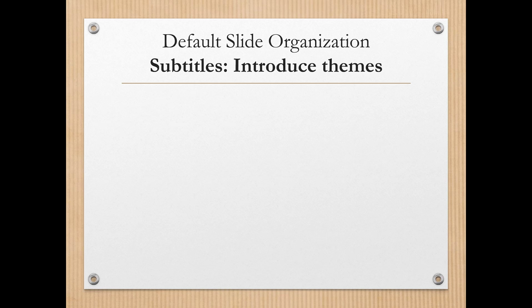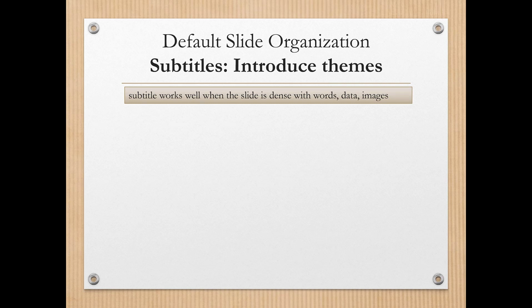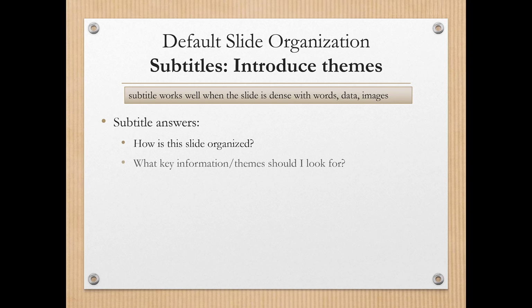Subtitles introduce other themes, but really what subtitles do well is they point the reader to something very specific that addresses the claim in a slide that's dense with words, data, and images. So the subtitle answers the question, really, how is this slide organized? Maybe you need to show a lot of data, but you really want the audience to take away one particular aspect of that slide. So what key information or themes should the audience member look for?